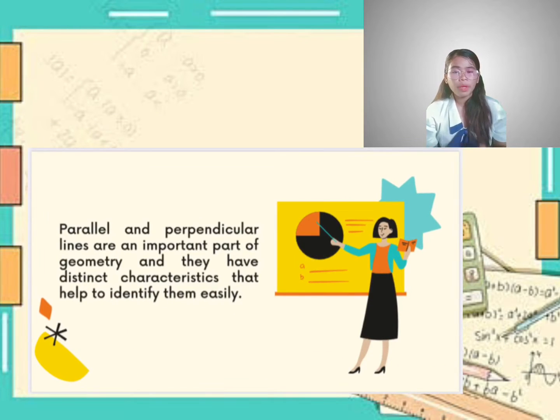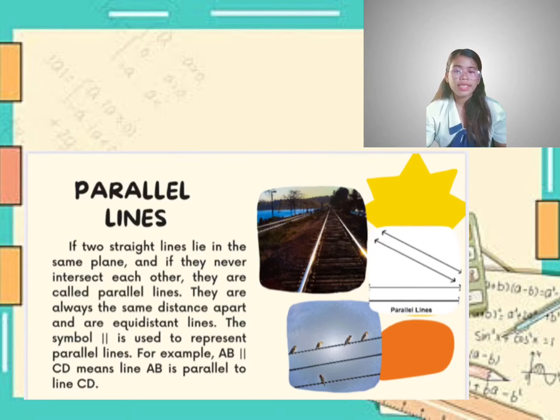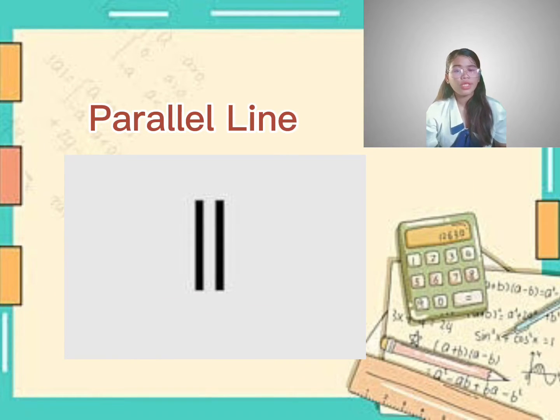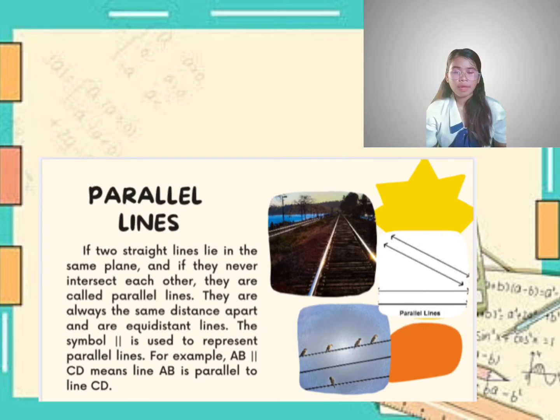Parallel and perpendicular lines are an important part of geometry, and they have distinct characteristics that help to identify them easily. So let's differentiate them to determine which is a parallel and which is a perpendicular line. If two straight lines lie in the same plane and never intersect each other, they are called parallel lines. They are always the same distance apart and are equidistant lines. This symbol is used to represent parallel lines. For example, AB is parallel to line CD.